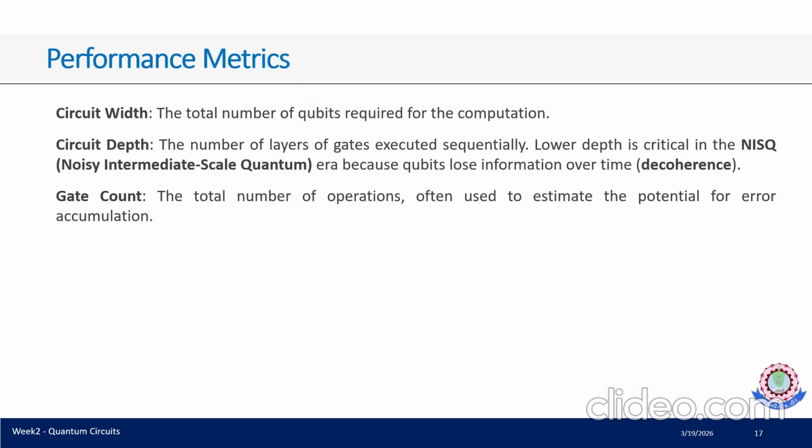These are the performance metrics: circuit width, circuit depth, and gate count. These are all things we can report. The downside is that we will have noise in terms of noisy intermediate-scale quantum, and decoherence will be measured, which is nothing but the latency that is thrown out. These are the common performance metrics whenever we deal with quantum computing projects.